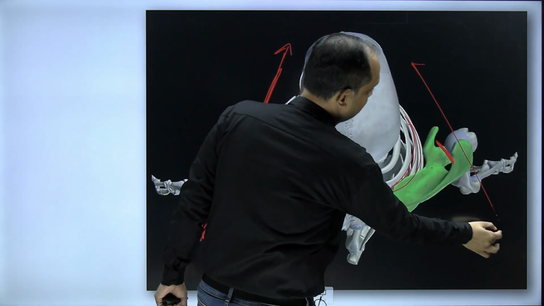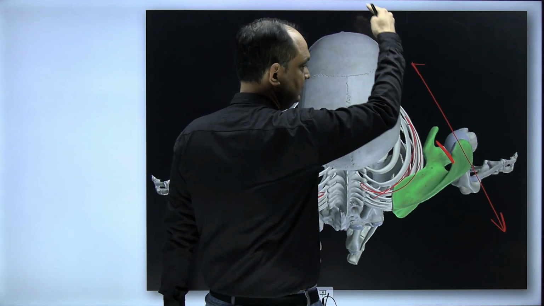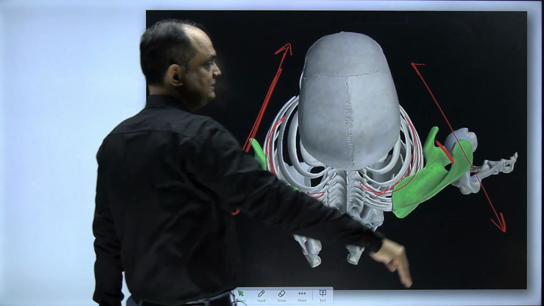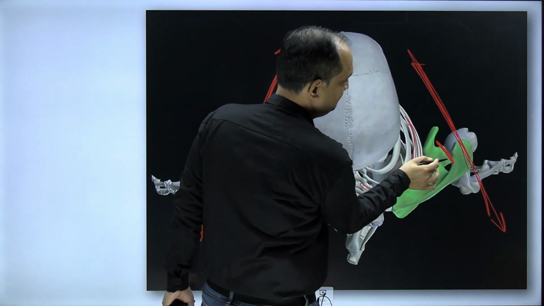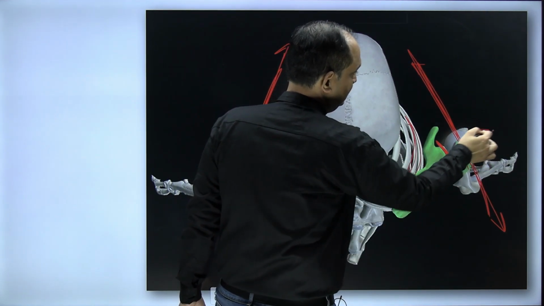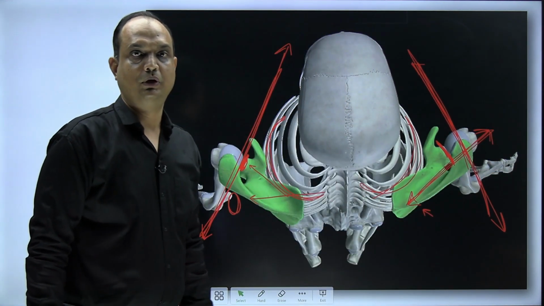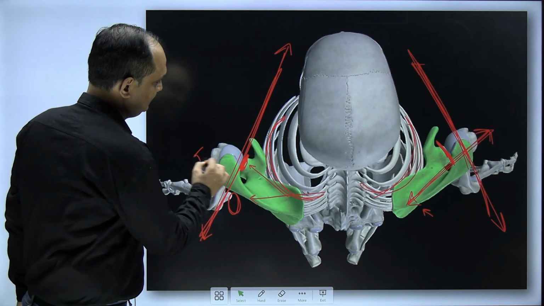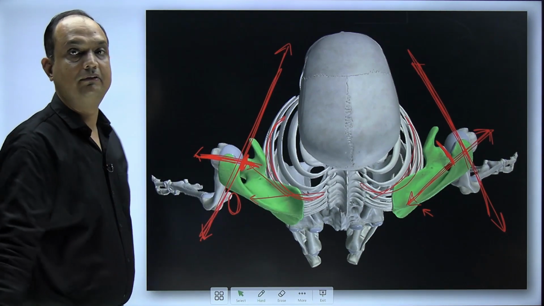So parallel to the glenoid cavity, you will have the flexion which is forward and medially, and the extension which is backward and laterally. And this plane of the flexion extension which is parallel to the glenoid cavity is perpendicular, or you can say it is at right angle to the body of your scapula. Clear? And what is the axis? The axis is the transverse axis which is passing through the head as well as the glenoid cavity.